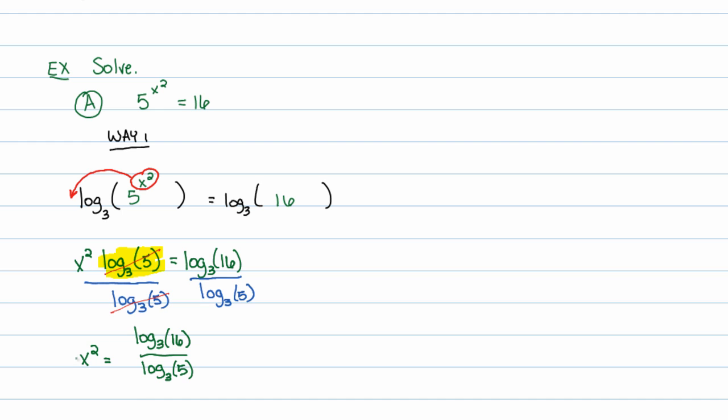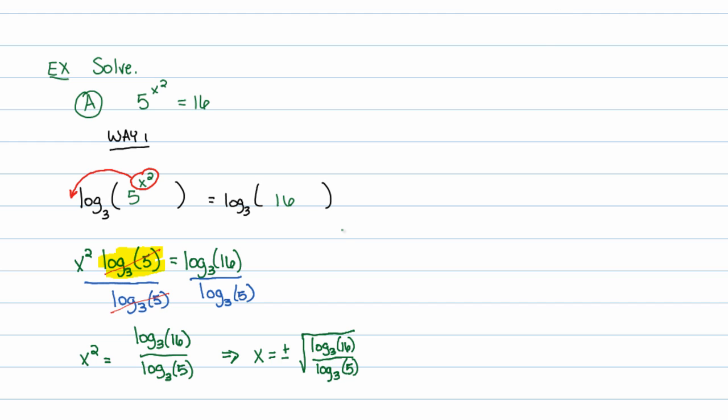Now remember, I want to solve for x, so I'm going to take the square root of both sides. Now recall our property that if x² is equal to k, then x is equal to plus or minus the square root of k. So in this case, this implies that x will equal plus or minus the square root of the right-hand side, log base 3 of 16 over log base 3 of 5. And that would be considered an exact answer. And that is absolutely correct. There's nothing wrong with doing it this first way. There's nothing wrong with it at all. That is perfectly correct. However, it's not the wisest approach.